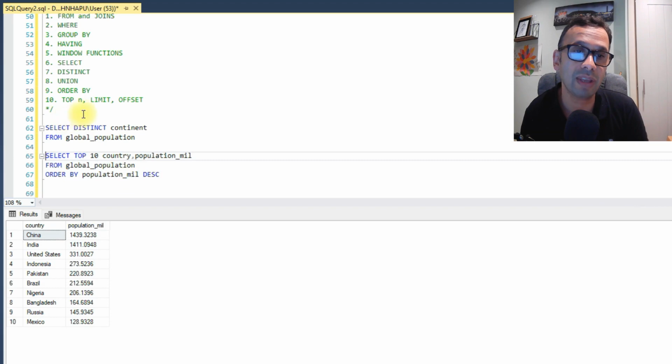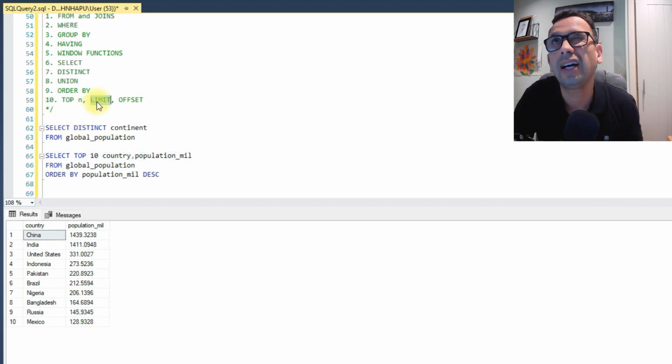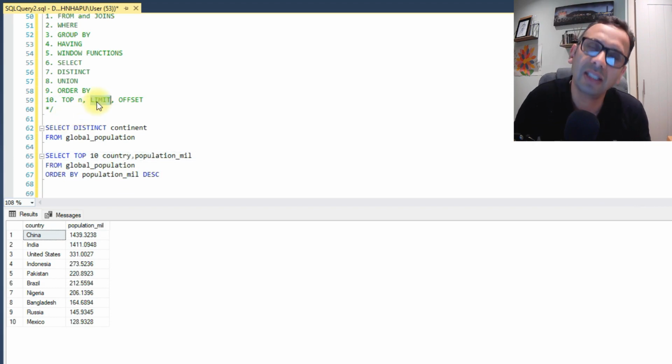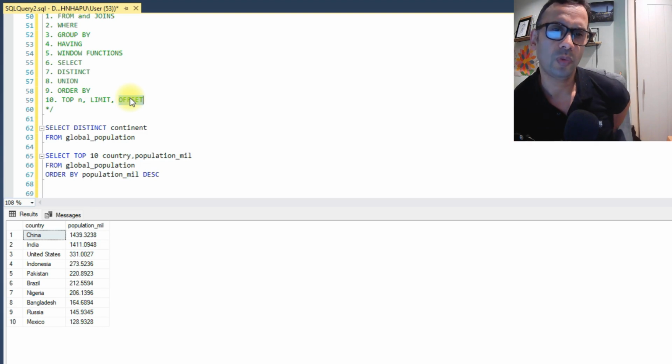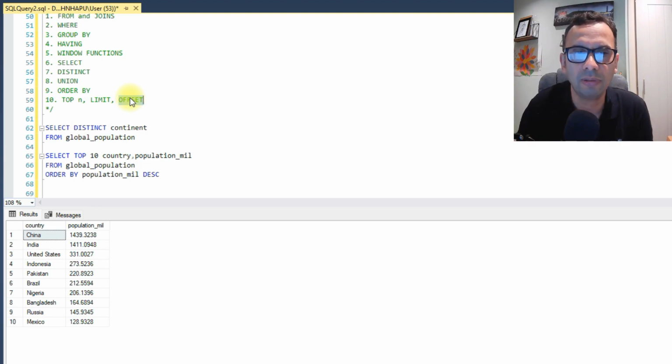Limit is the same thing, but in Oracle and maybe MySQL, I can't remember exactly, they use limit instead of top n. So that limit then goes at the end. You don't put it there, you put it at the end, limit 10. And offset is another thing related to top n, which we'll probably have a look at later in the program.